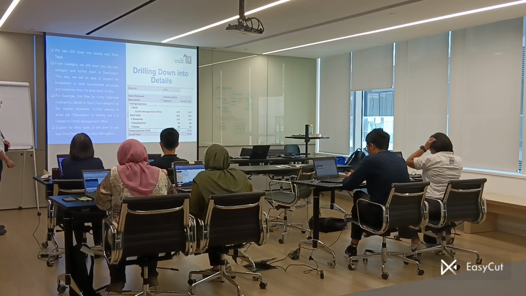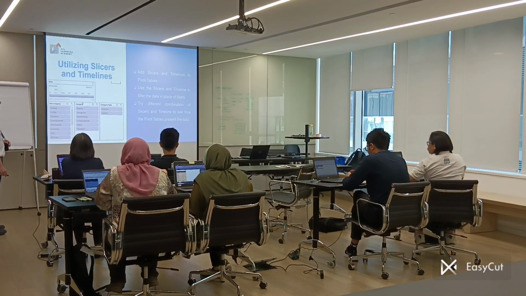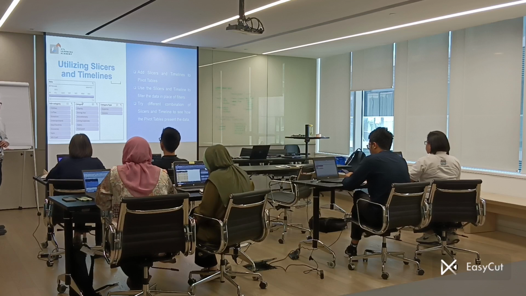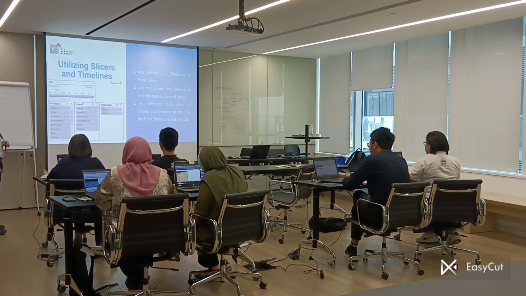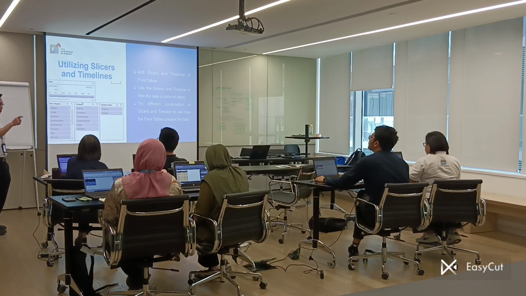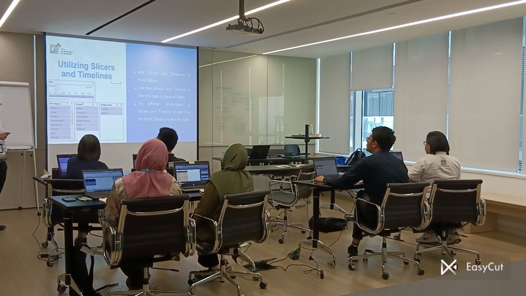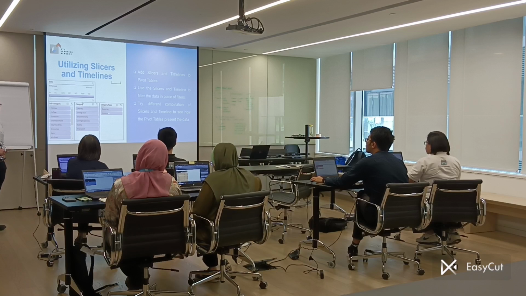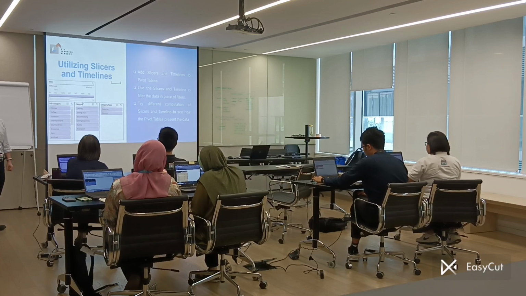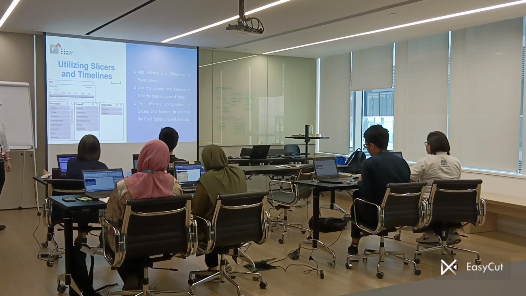Okay. Next, slicers and timeline. It's actually the same function as filters. We also tried it just now. The only difference between this and the filter is that with the filter you have to go in and click the down arrow and start doing it. But this one is mainly button based. So you can put it on the side and it helps a third person who is looking at your pivot table to use this to do the filtering and sorting.